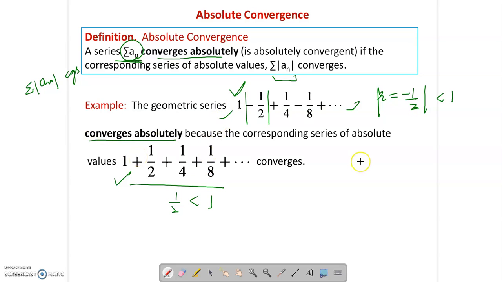One more time, we say that this series summation an converges absolutely if the corresponding series of absolute values also converges. If it does, we say that the original series converges absolutely. And in this example, we saw that this geometric series converges absolutely.